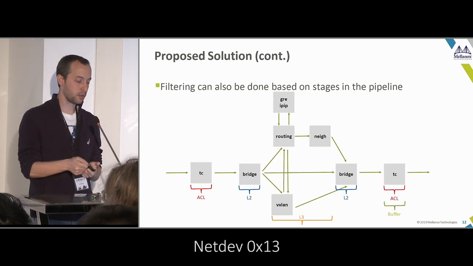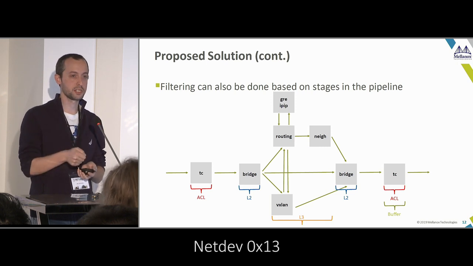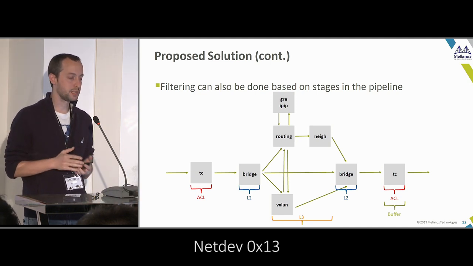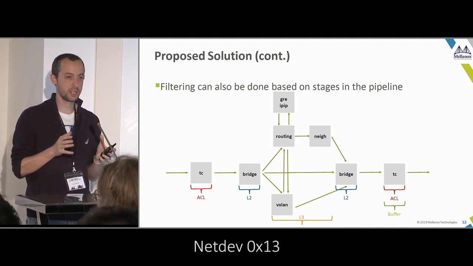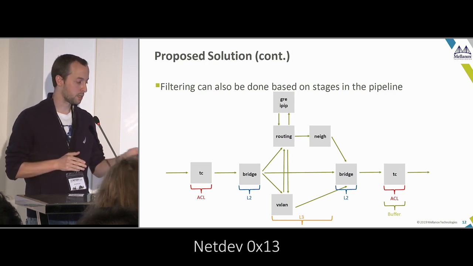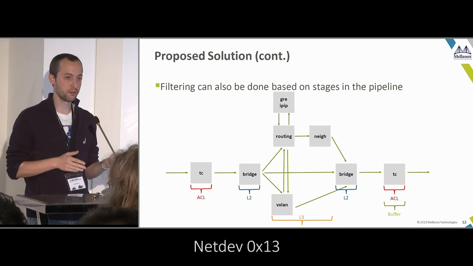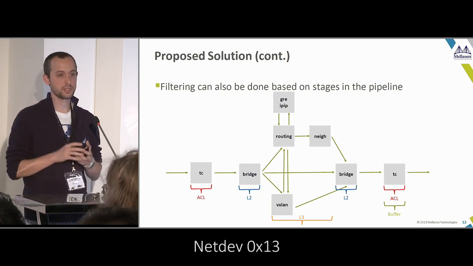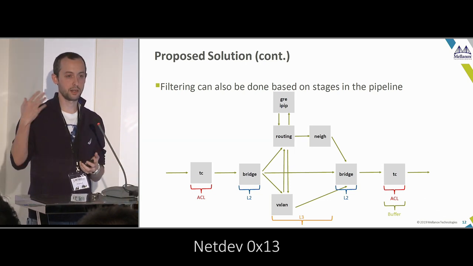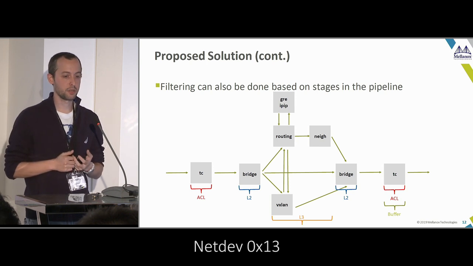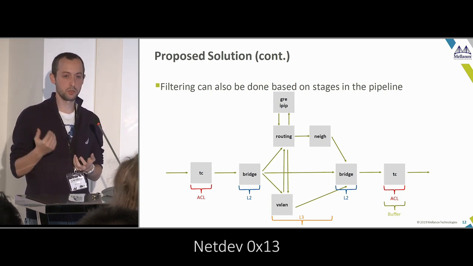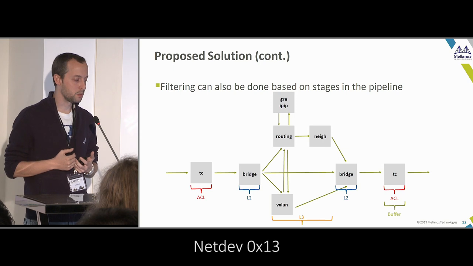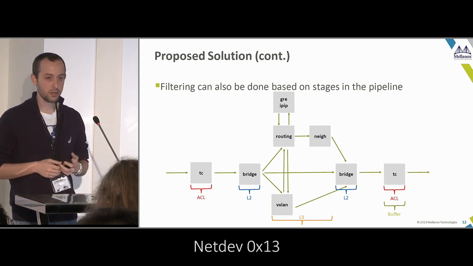So filtering based on individual reasons is one granularity, but we also want to allow users to filter based on entire stages in the pipeline. For example, ACL drops, or layer 2 drops, or layer 3 drops, or buffer drops. And these are all standardized groups and standardized reasons that can be later on extended by other users that have different use cases. I'm mainly focused on switch ASICs, but the same mechanism can also be used for e-switches on hypervisors, okay?